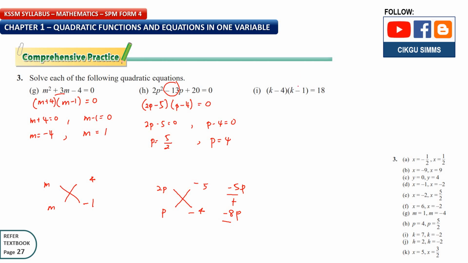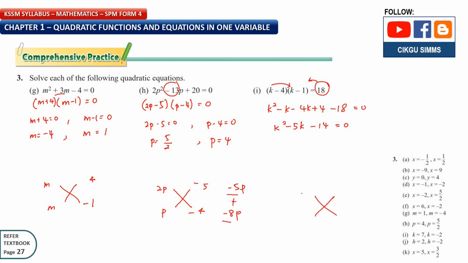Okay, and then this one also be careful. You need to bring this thing there to make it 0 here. You cannot write k minus 4, k minus 1 is 18. That thing is wrong. So you expand first. Okay, so k squared minus k minus 4k plus 4 minus 18 equals 0. So k squared minus 5k minus 14 is 0.